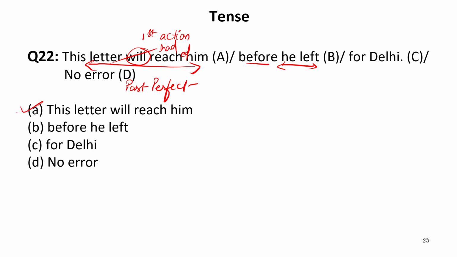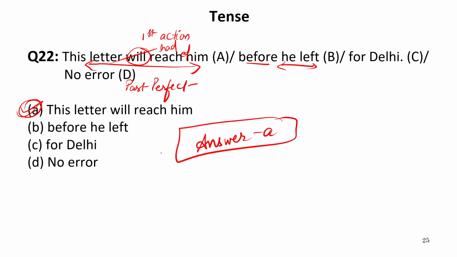Therefore, the error is in part A. So our answer is A. This is a complex sentence in which we have used before. So the sentence will be, the letter had reached him before he left for Delhi. Now let us move to the next one.